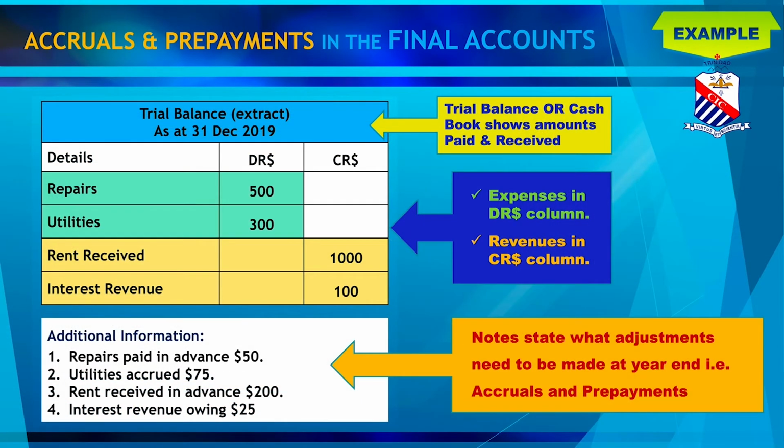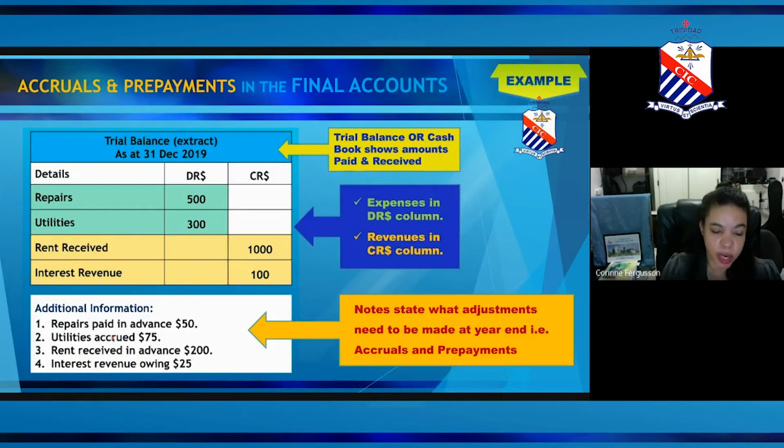Paid in advance always means it's a prepayment. Accrued is another word for owing. So when you see words like owing or outstanding, that's an accrual, and you just add the accruals less the prepayments. So that is what you do for the income statement.